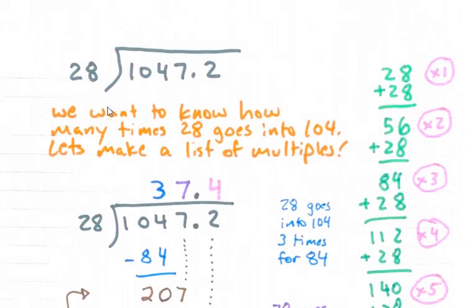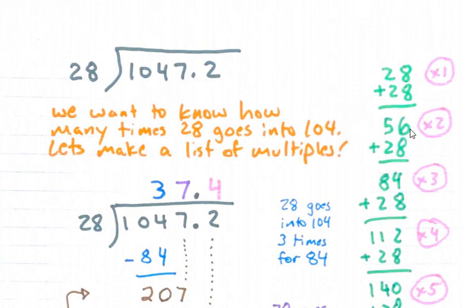We need to know how many times 28 fits into 104. 28 does not fit into 1. 28 does not fit into 10. 28 does fit into 104 because 104 is bigger than 28. But how many times does 28 fit into 104? I don't know. You might not know, but our ladder knows.